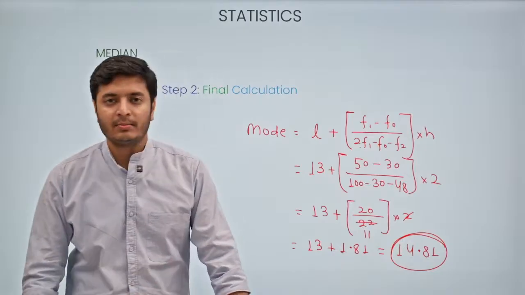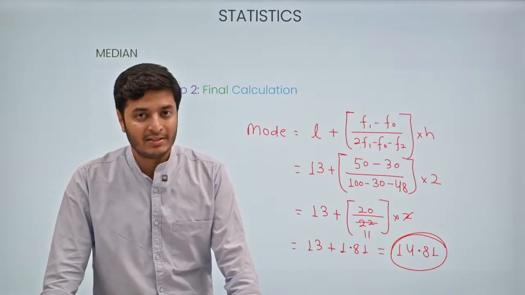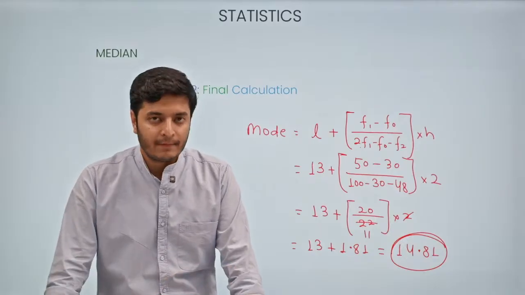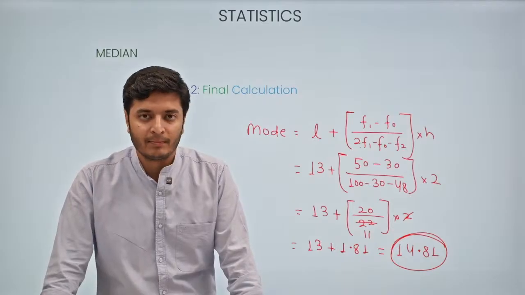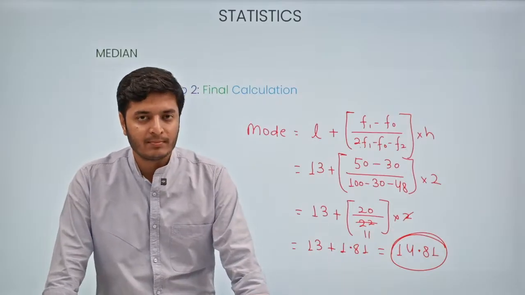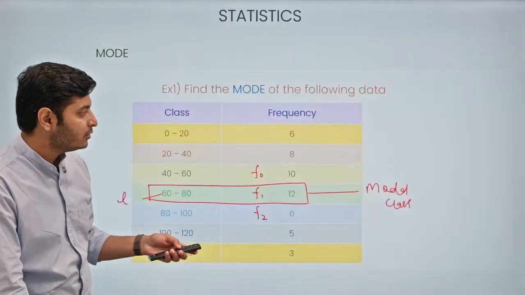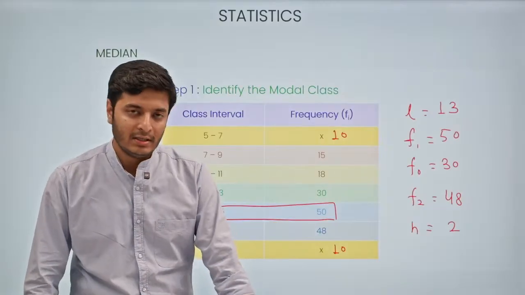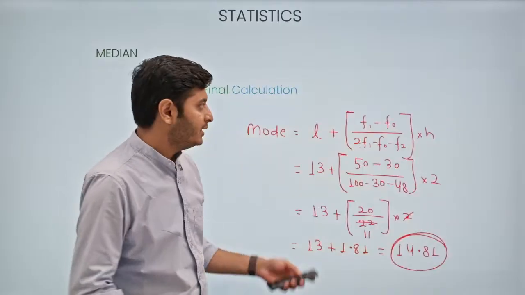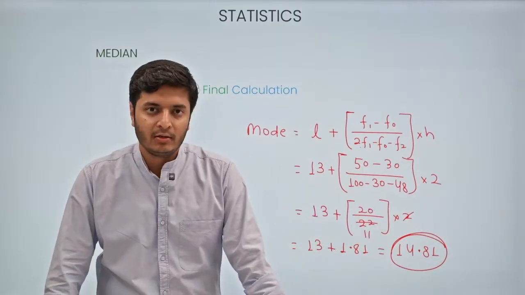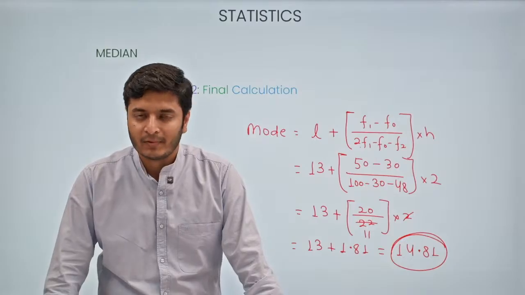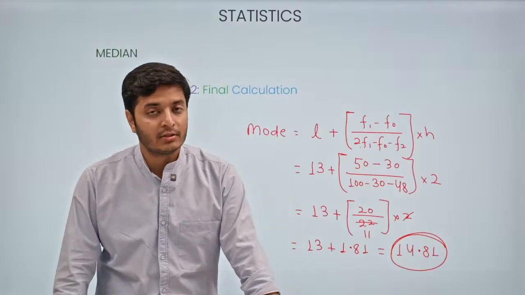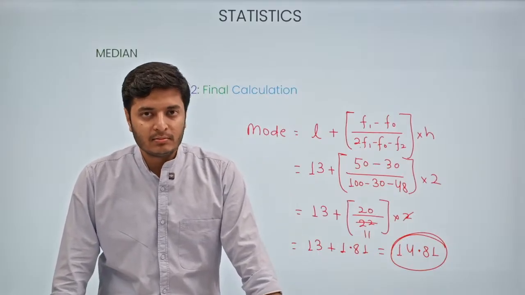So this is a very different example than the previous one because here we are having some missing values also. So first we need to calculate the missing values. How? Using the total frequency that is given to us already in the problem statement. Then we can easily identify the modal class. Based on that, we can identify the values of L, F1, F0, F2 and H. Then we can apply the formula, L plus F1 minus F0 by 2F1 minus F0 minus F2 into H. Then we find the final value, that is 14.81. So different examples, same approach.